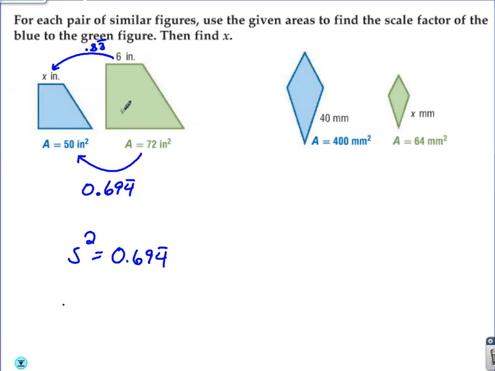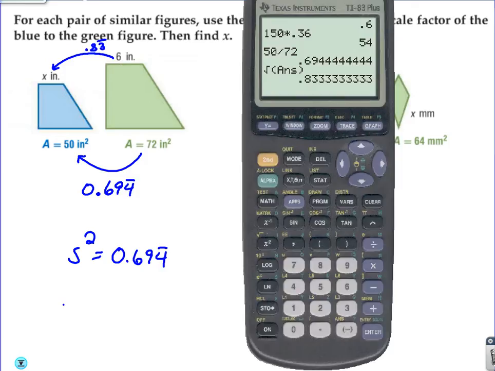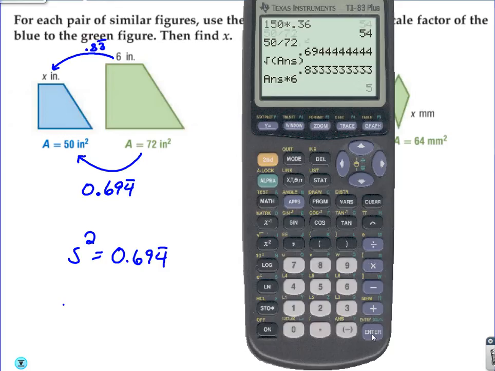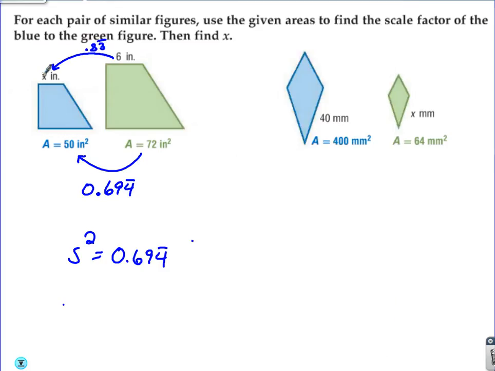So again, to scale something down, our area is 69% of the original. Our side lengths are going to be 83% of the original. So you're going to take that at 0.83 repeating, multiply it by 6 to scale that 6 down, and you now have 5. So x would be 5. So we've got several questions we could answer here.